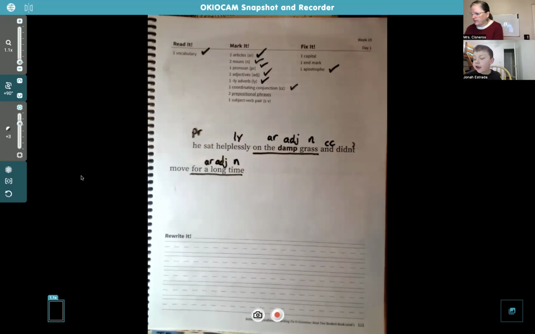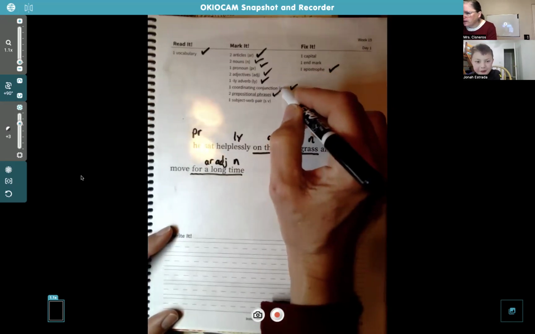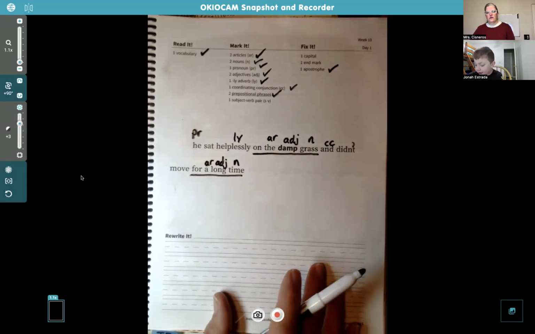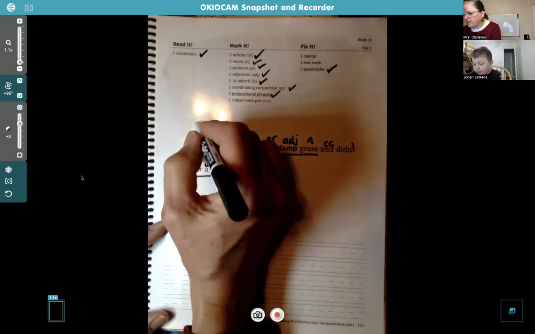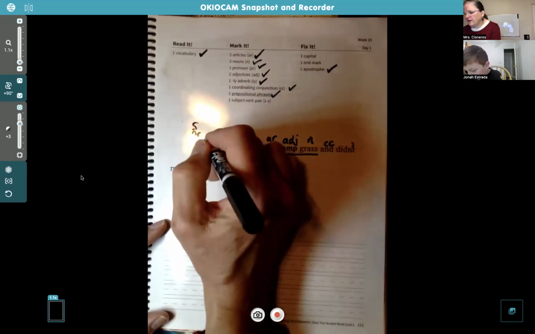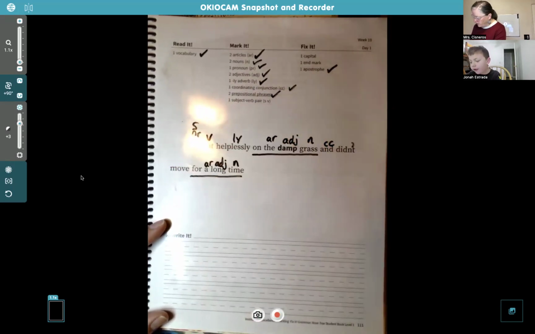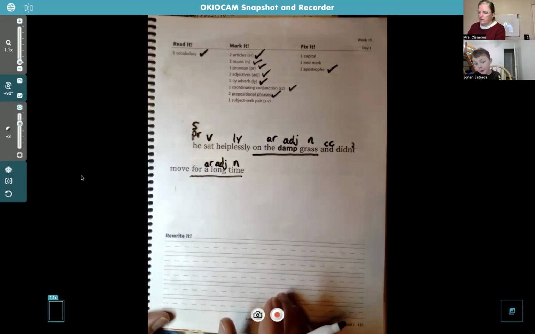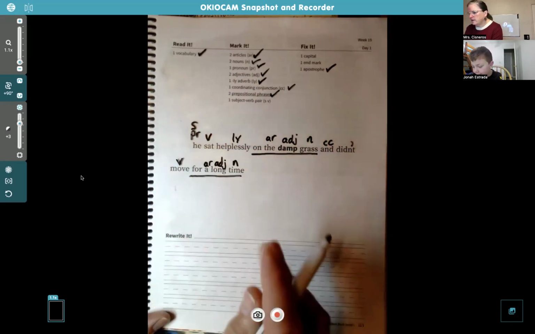Now the subject-verb pair, do you know where those are? He is the subject. Okay, he's the subject. Sat is the verb. Good. And then there's actually two more verbs in here. Two more? Yeah. So only one subject, he. Move is one. Good.